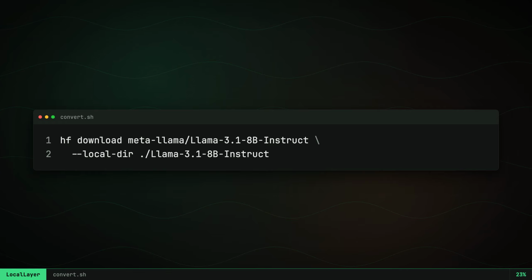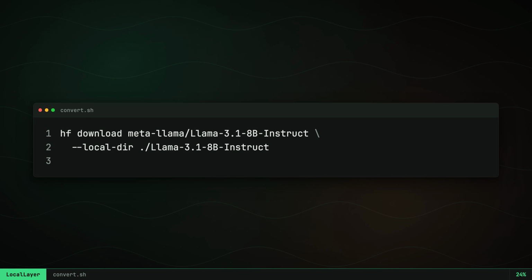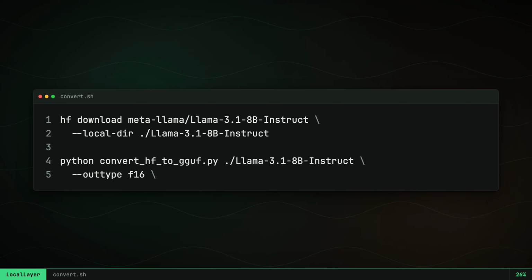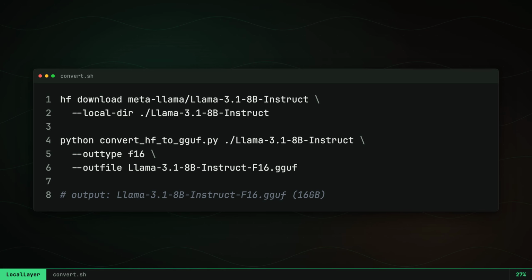Then convert the checkpoint to a full precision GGUF. The script takes the model folder, an outtype flag, and an outfile name. Outtype accepts F32, F16, BF16, or even Q8_0 directly, but F16 is the right choice when you're about to quantize again afterward. That F16 file for the 8B stand-in lands at 16 gig. For the real 70B, it would be roughly 141 gig, which is exactly why nobody demos that part live.